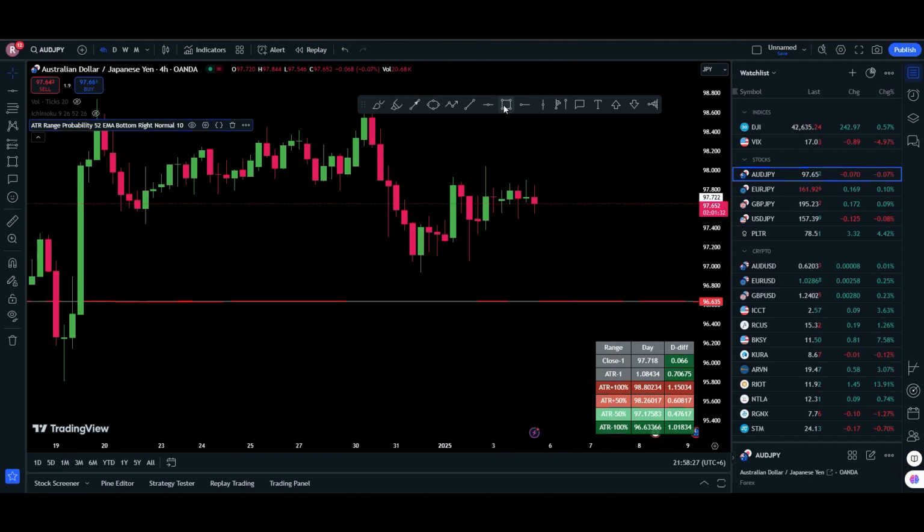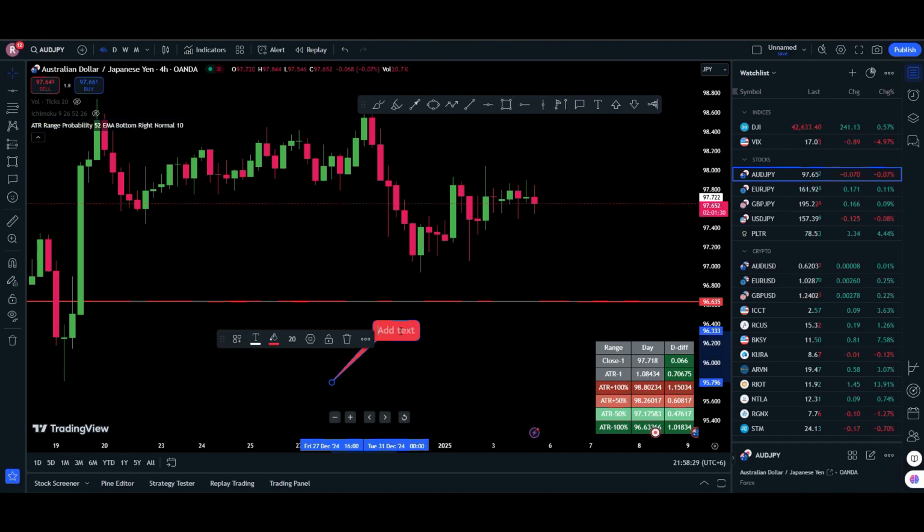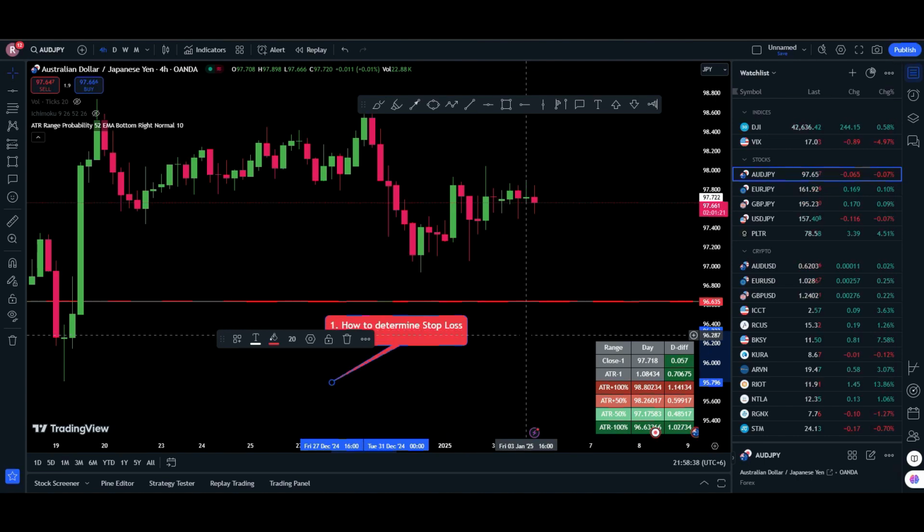So let us put it one by one. How to determine the stop loss? One is based on ATR: negative 100% for a long trade, and positive 100% for short.